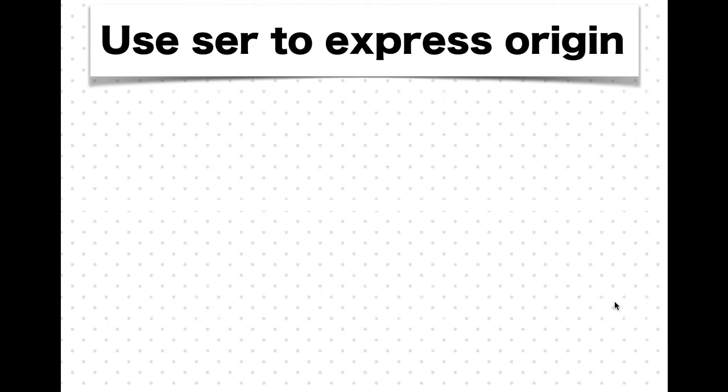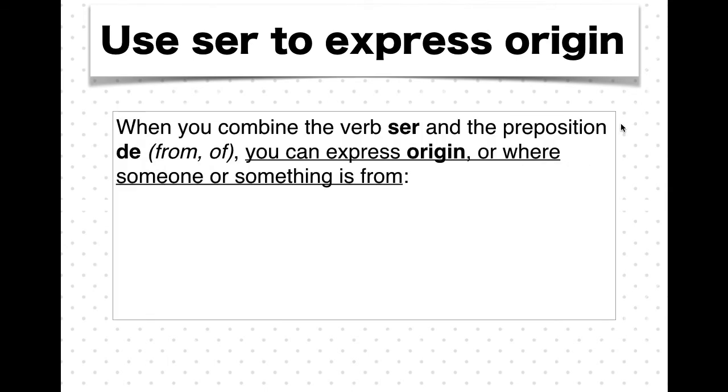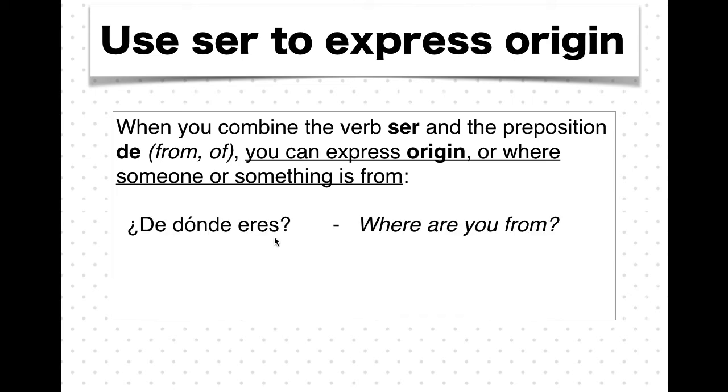So as I explained in the beginning of the video, the one use that we are going to learn today of the verb ser is to describe origin, or where the subject is from. The only thing we are going to need to do, in addition to using the appropriate form of the verb ser, is to combine it with the preposition de, which means from or of. I'm sure you guys all remember the question, ¿de dónde eres?, which means, where are you from? And now you should recognize that eres is the tú form of the verb ser.